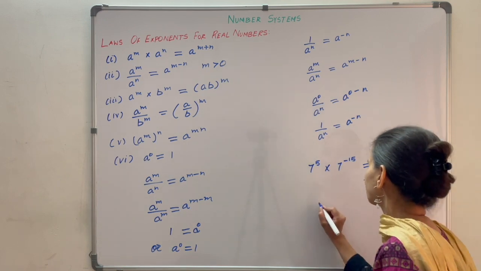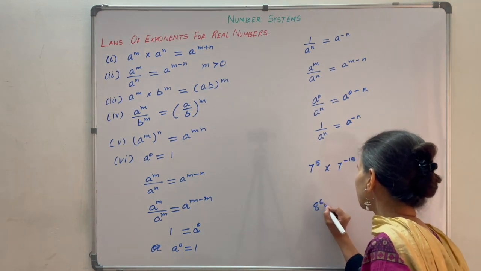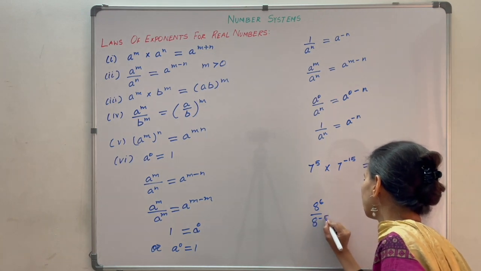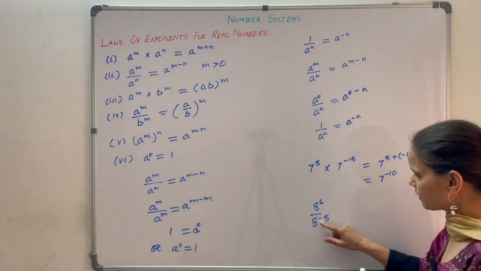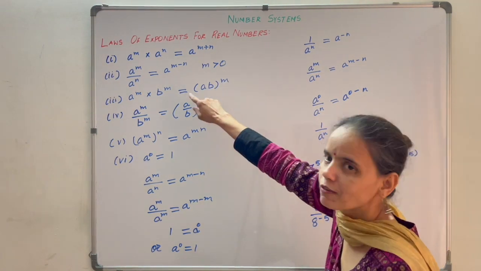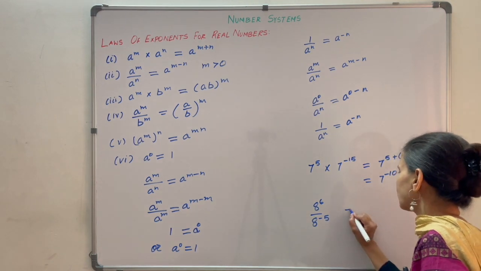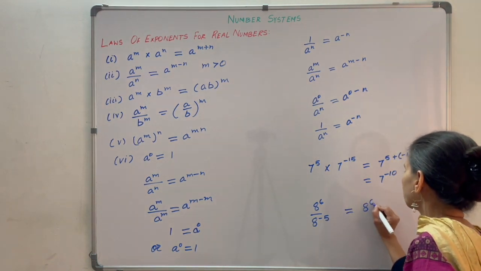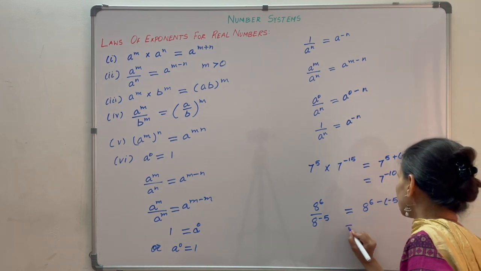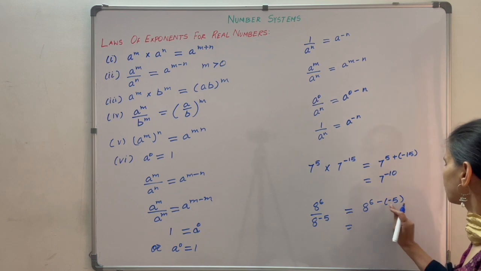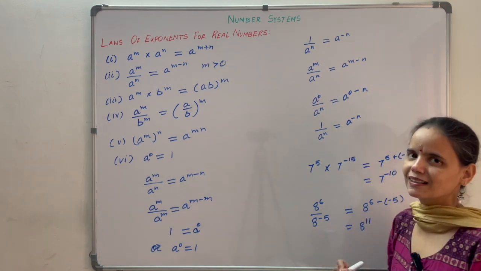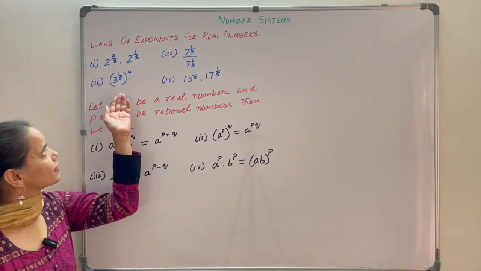Let me give you one more example. You have 8 raised to the power 6 divided by 8 raised to the power minus 5. So here you can see that the exponent is negative. So using this law, we can solve it. So that is 8 raised to power 6 minus of minus 5. So minus into minus is plus, and 6 plus 5 is 11. So you have 8 raised to the power 11. So now suppose you have to solve these questions.